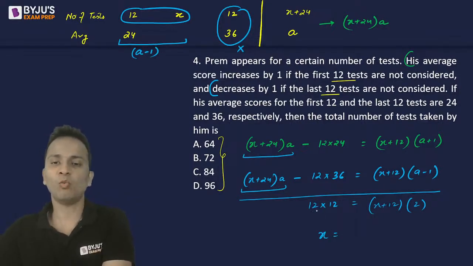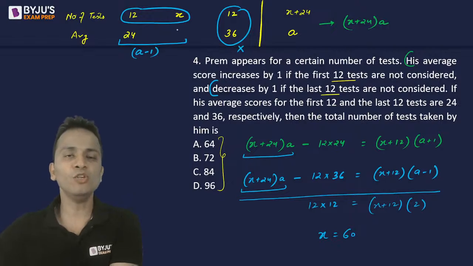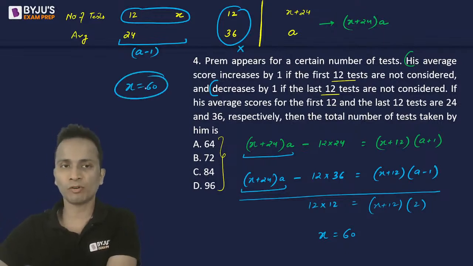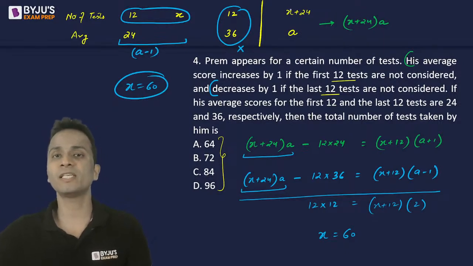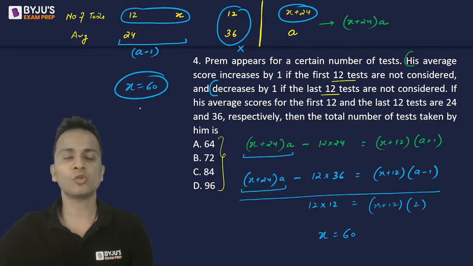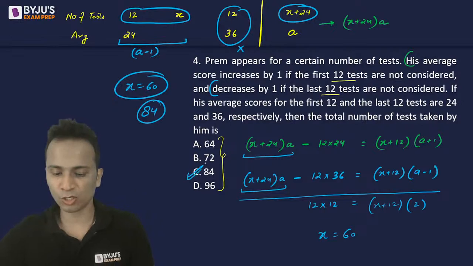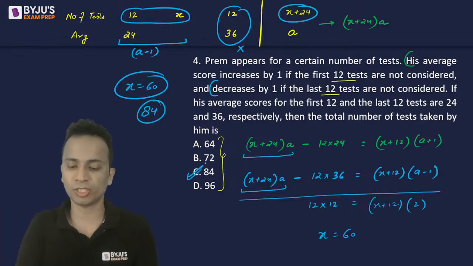So it will be 144 divided by 2 is 72. 72 minus 12 is 60. So the value of x comes out to be 60. What they want is the total number of tests. So total number of tests is x plus 24, so x plus 24 will be equal to 84. That is the total number of tests, which is option C.